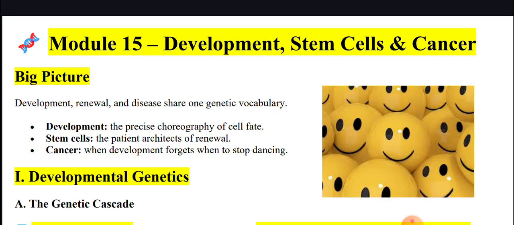These are the patient architects of renewal. Yeah, they're like the reserve workforce. Holding on to that potential to rebuild, to repair tissues. They sit quietly in these specific spots, these niches. Waiting to be called up. Until they get the signal, yes.